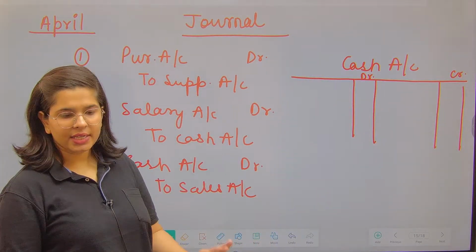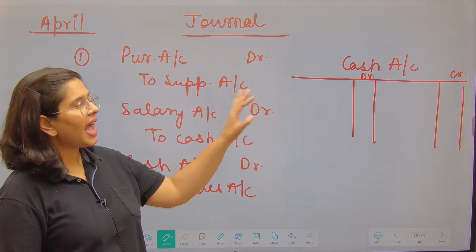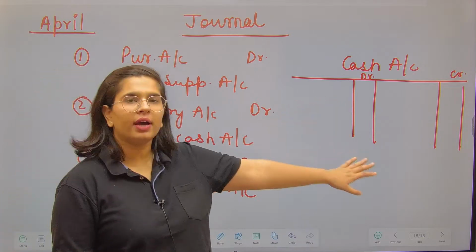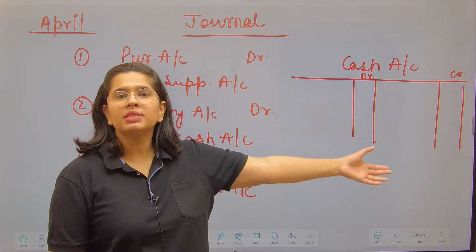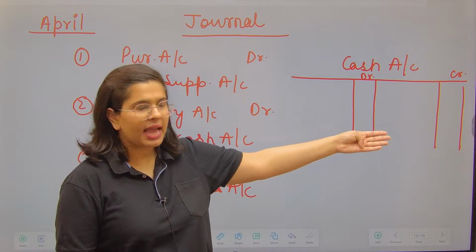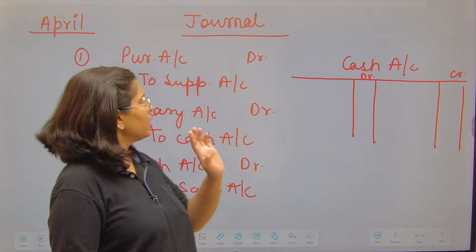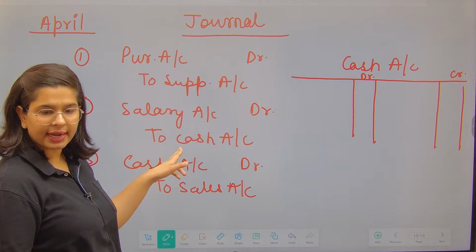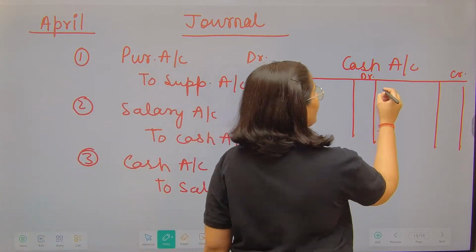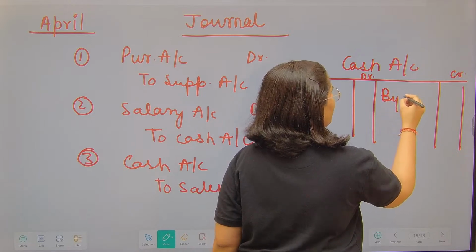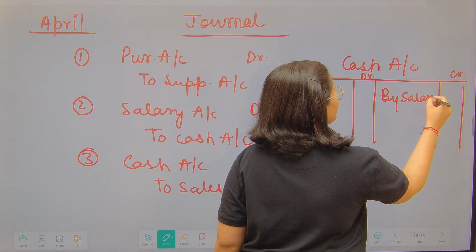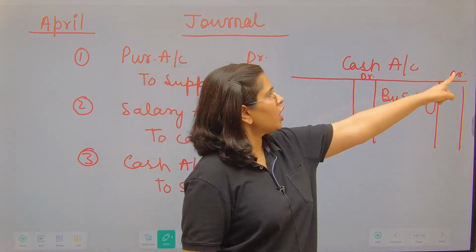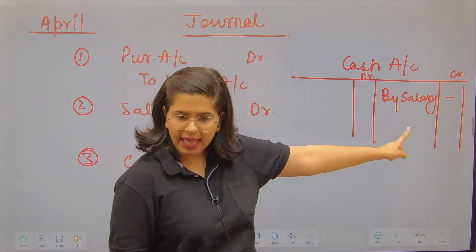So all the entries that have cash as one of the aspects will come over here. That means I am summarizing all the entries that are impacting the cash account. See over here, salary was debited and cash account was credited. So in this place, what am I going to write? By salary. Why? My cash account was credited by the salary.